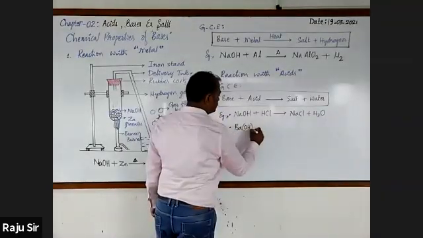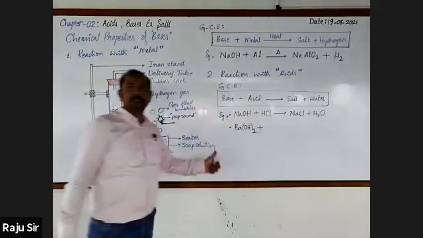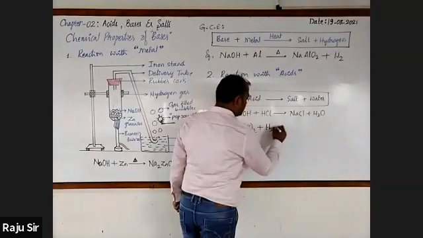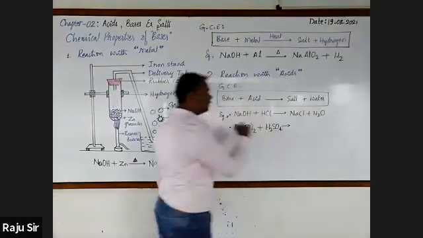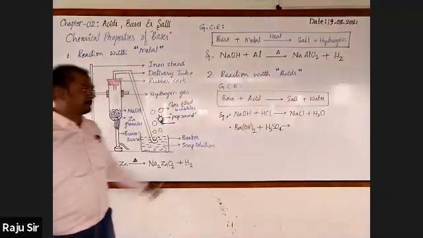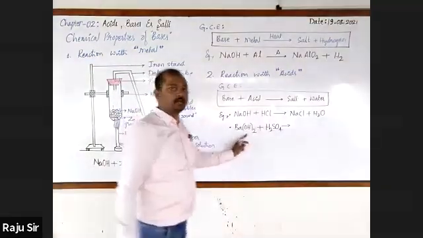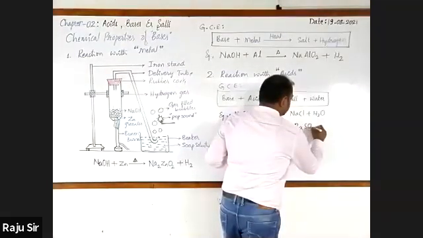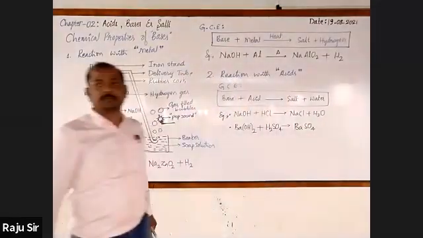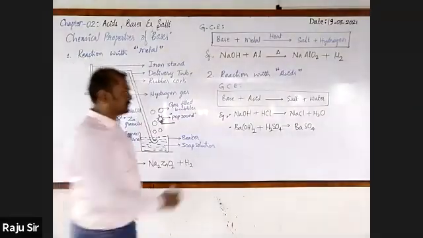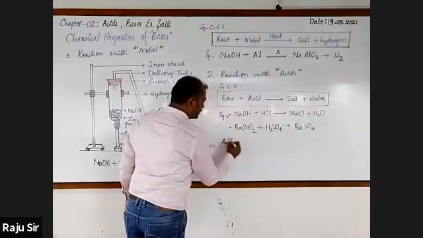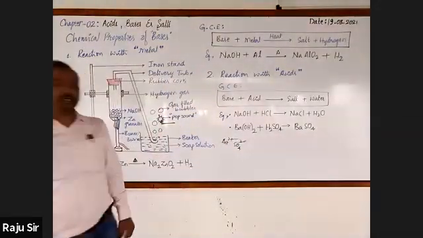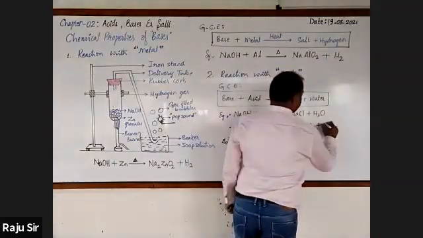Next, one more example. Ba(OH)2, it is barium hydroxide. When it reacts with sulfuric acid, H2SO4, could you name the salt? Barium sulfate plus water. BaSO4 plus water. Because it will be Ba2+ plus SO4 2-, both get cancelled. We'll get BaSO4 plus H2O.